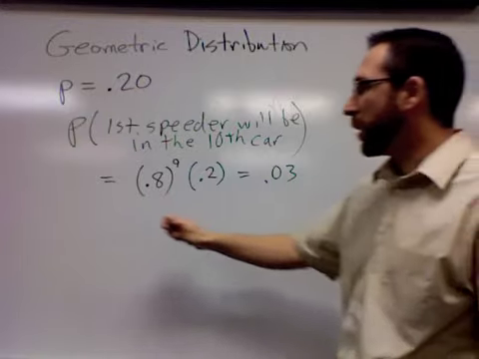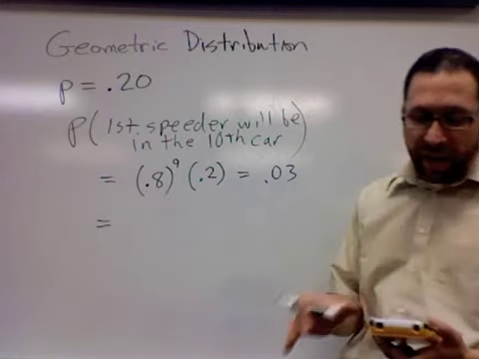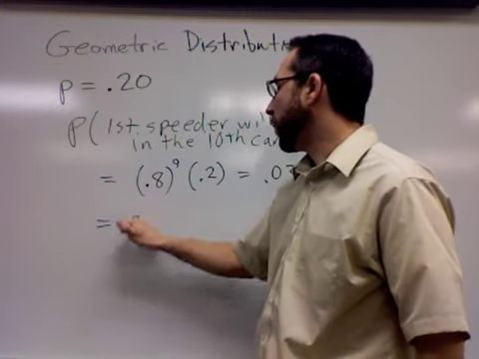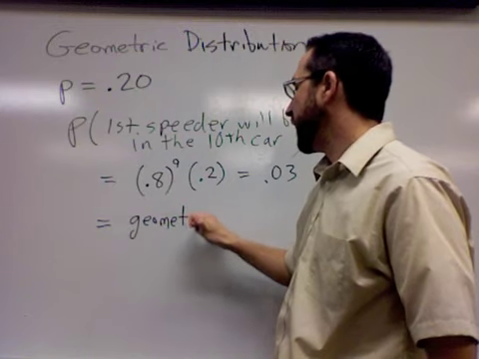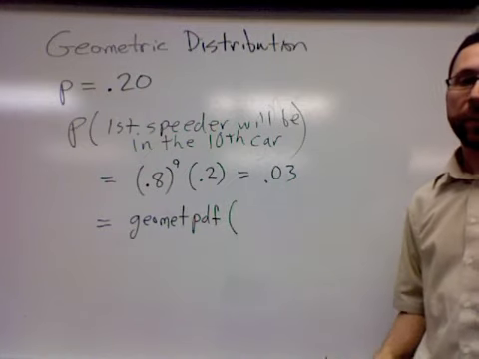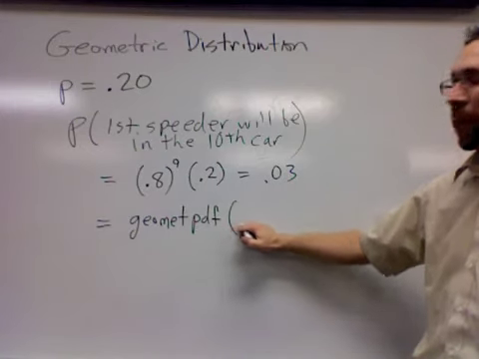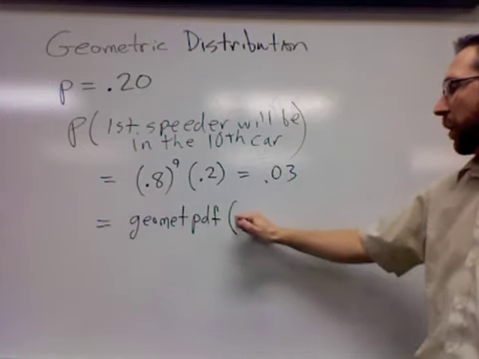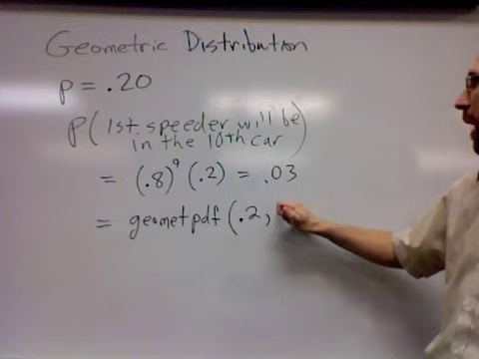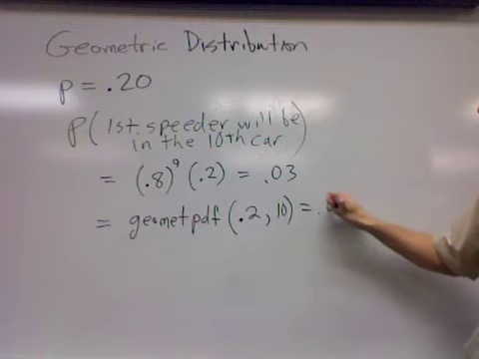The same answer can be calculated using a shortcut on the graphing calculator, which is found under the second and then the vars command, bringing you to the distribution menu. And if you get to Geomet PDF, it'll give you the answer the same way. Unlike the binomial distribution, we don't know how many trials there's going to be in particular. We know the probability is 0.2, and we want our first success to be on the 10th car. So if you type that into the calculator, you'll get something very close to 0.03.